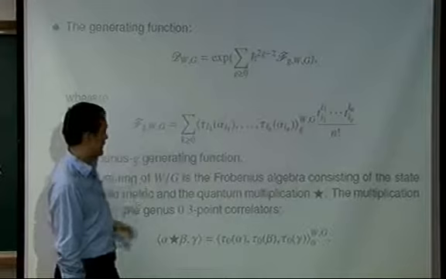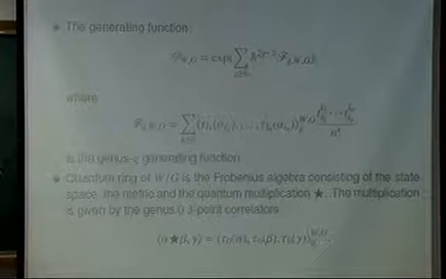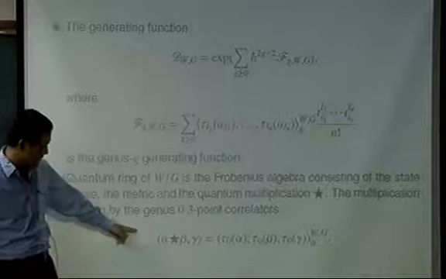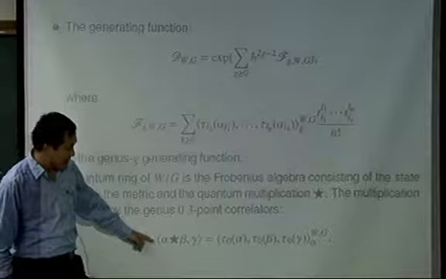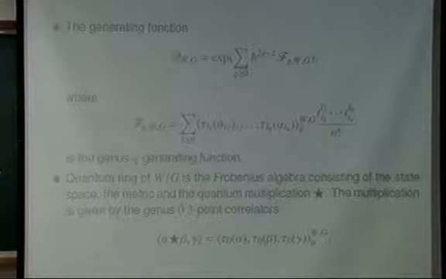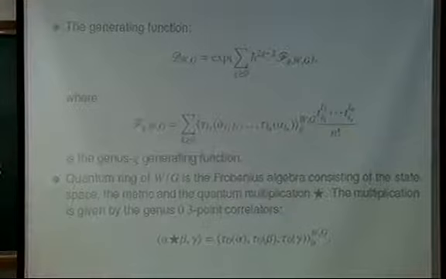There is another invariant, the simplest quantum invariant, called the quantum ring structure. The quantum ring structure is defined in this way. It's just defined by the genus zero 3-point function. So in this way, we can define the quantum ring. That's just the state space, right? In the state space. So it's the ring structure on the state space. Yes.